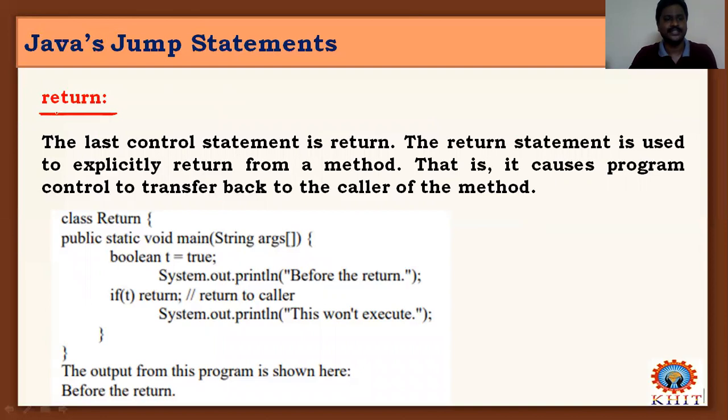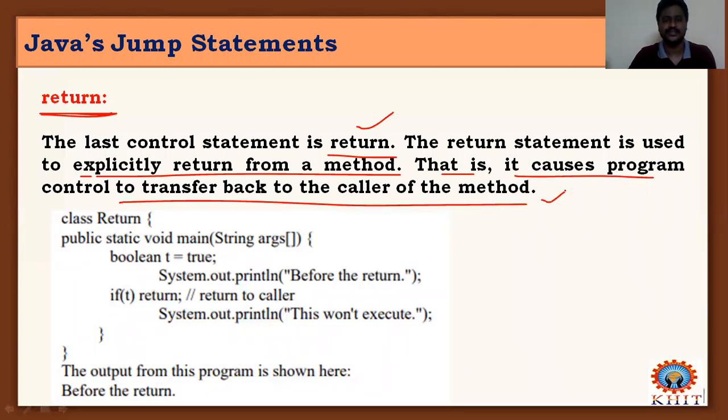Next one, the return statement. The last control statement is return. The return statement is used to explicitly return from a method. That is, it causes program control to transfer back to the caller of the method. So to understand this, see here one simple example program.